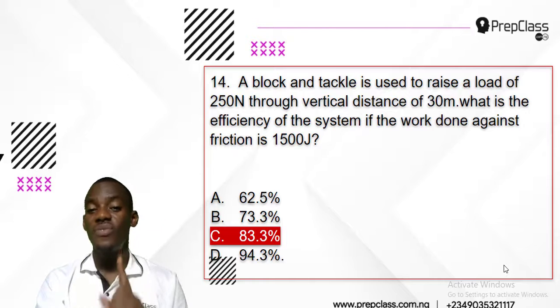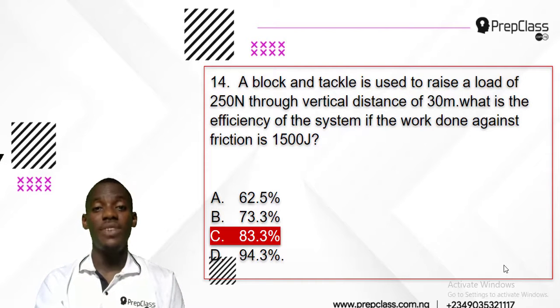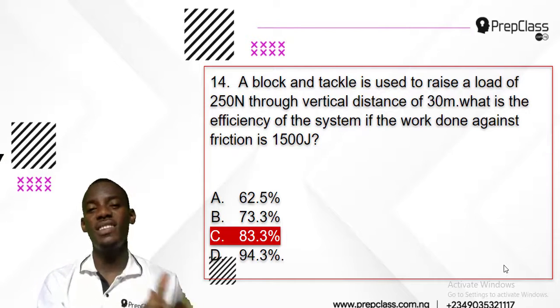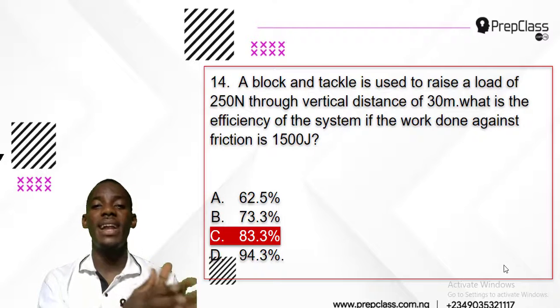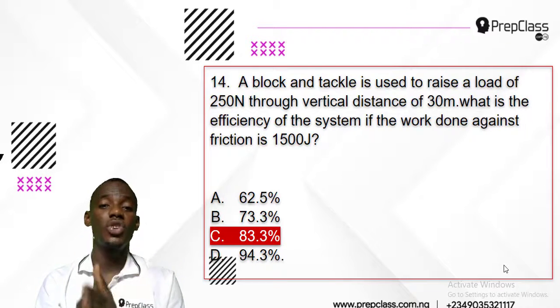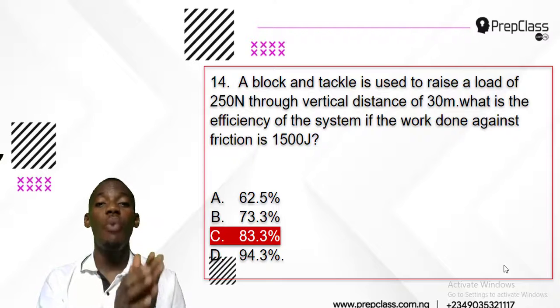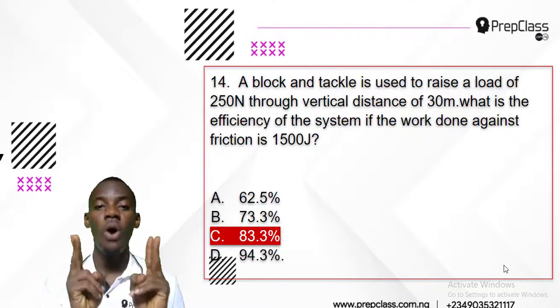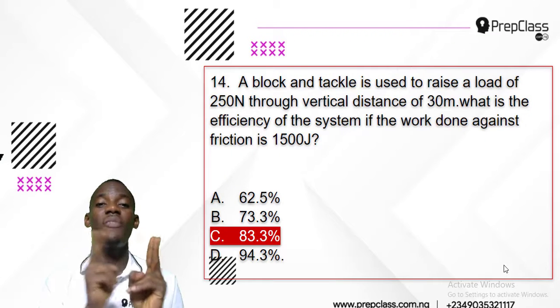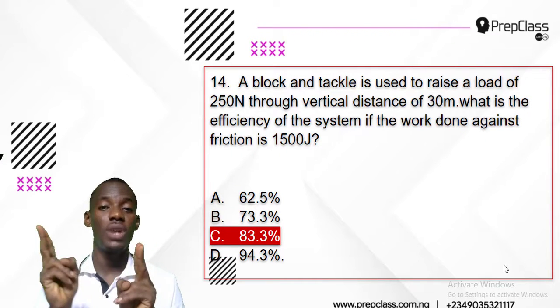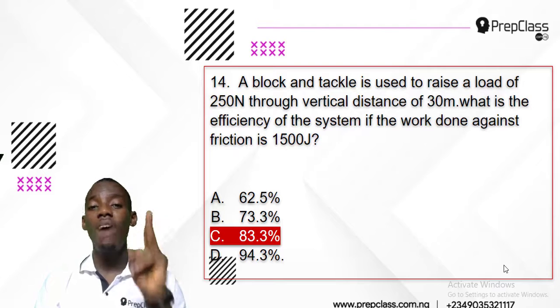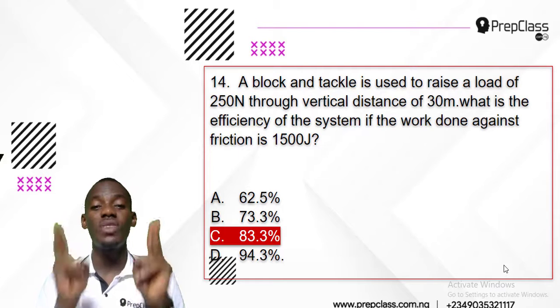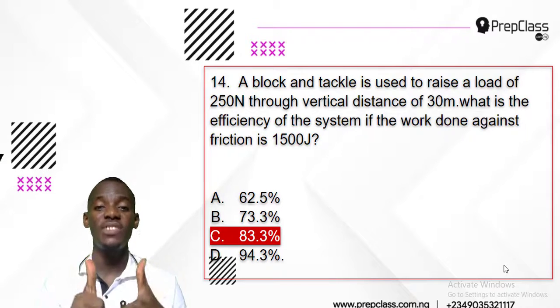Don't forget. It's very, very important that you remember that. Although the efficiency of a machine is generally given by mechanical advantage over velocity ratio times 100, it can also be work output over work input times 100. So it can take two forms. One, MA, mechanical advantage over VR, velocity ratio, times 100. Two, work output over work input times 100. So either of them can help you find the efficiency of a machine.